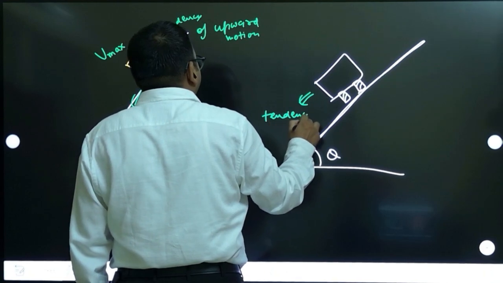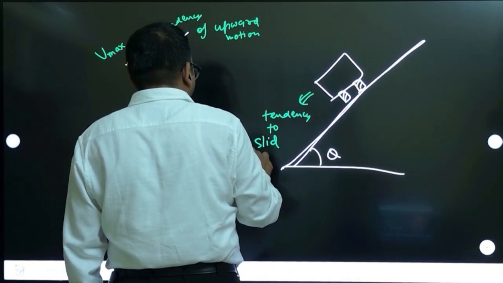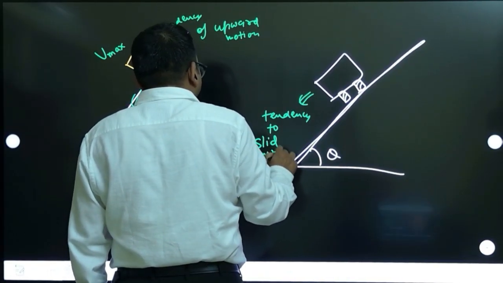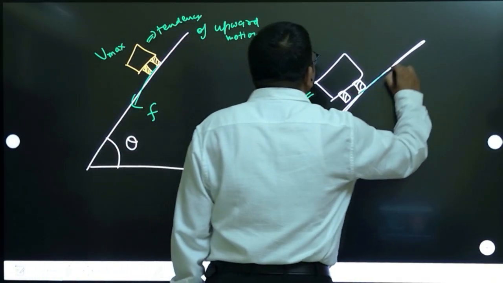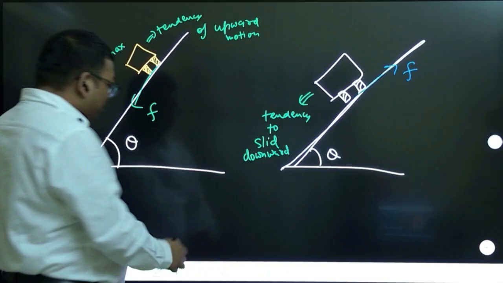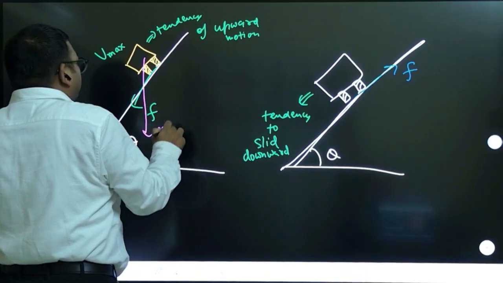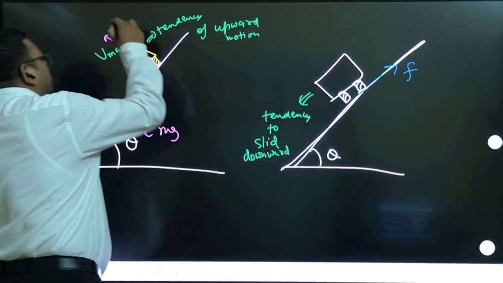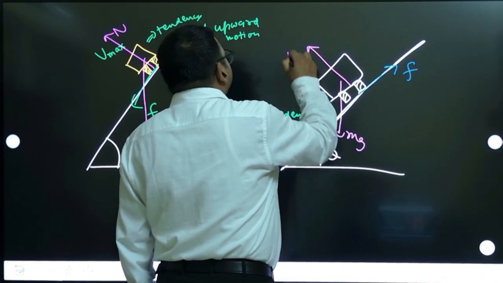Yes, it has a tendency to slide downward. In that case, friction is supposed to prevent its downward motion, so friction will act in this way. That is the main idea. After that, the other things you already know: mg acts downward and normal acts this way, which is the same case here also. mg acts this way, normal acts this way.